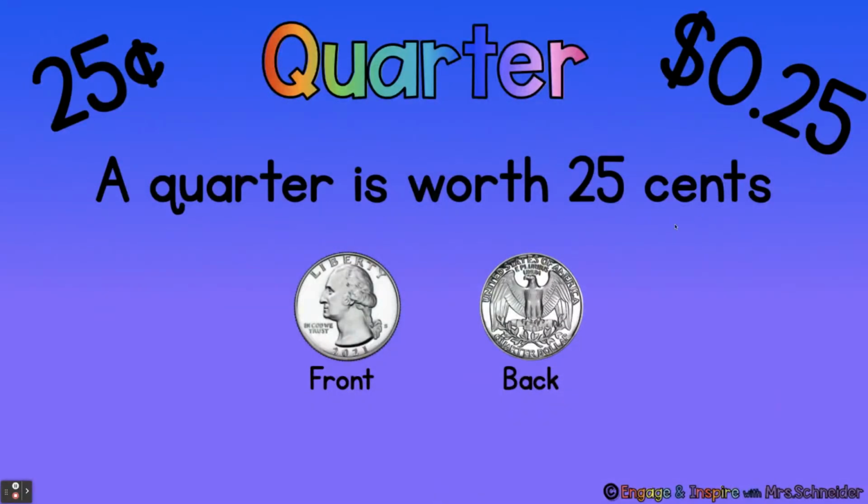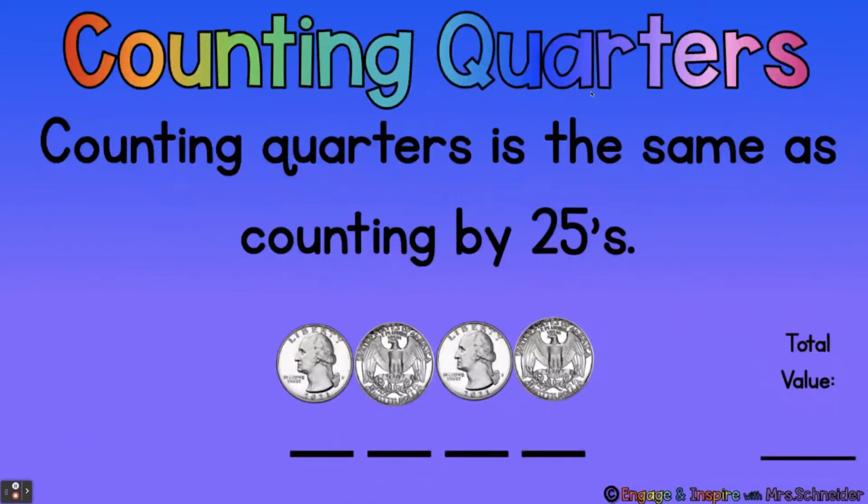A quarter is worth 25 cents. Here's the front of the quarter and the back of the quarter. Here's one way to write 25 cents, and this is how we write 25 cents using the dollar sign. Counting quarters is the same as counting by 25s.